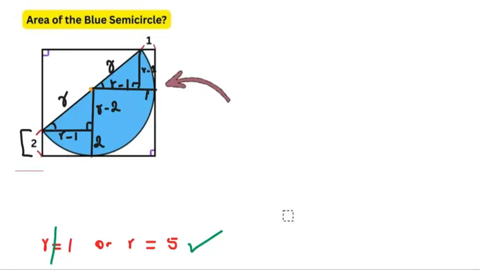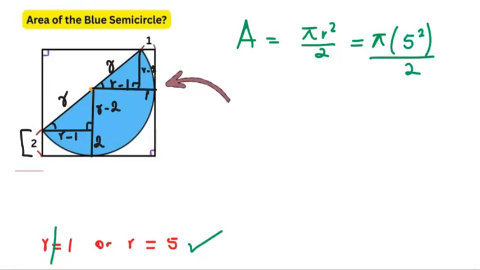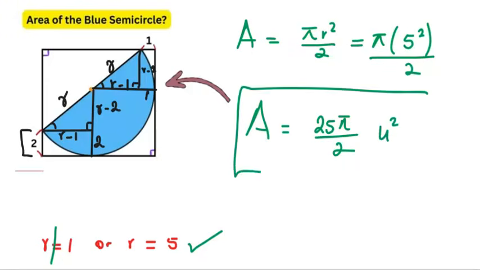Now let us solve for the area of the semicircle. So the area of a semicircle is equal to half of the area of a circle, which is pi r squared over 2. So this is going to give us pi into bracket r, which is 5, squared here divided by 2. Therefore, the required area is going to be equal to 25 pi divided by 2 square units. So this right over here is our solution.